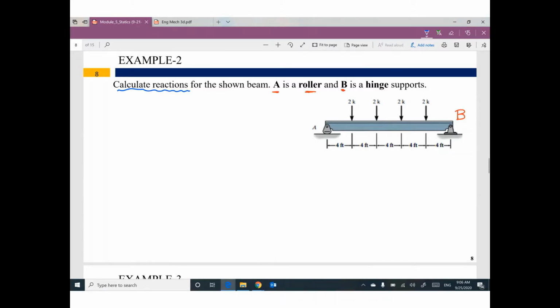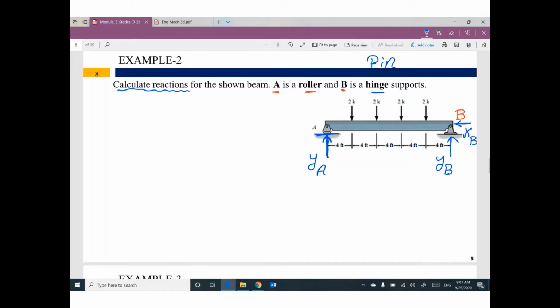A is a roller, so we have only one reaction at A. This reaction is perpendicular to the base. I'm going to label it YA because it's in the Y direction at support A. For support B, it's a hinge or pin support, so we expect 2 reactions, one vertical and one horizontal. The vertical one will be YB, the horizontal one will be XB.